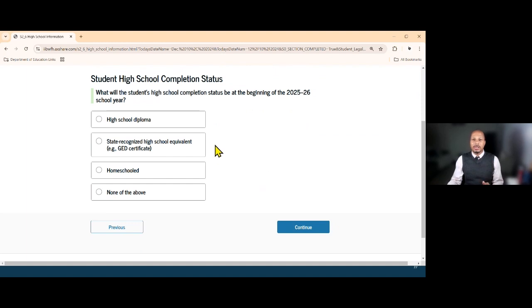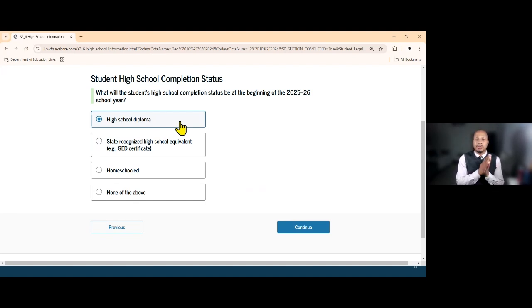Then we get into the high school completion status. For her, it's going to be a high school diploma. However, if you're in the process of completing your GED, or you have completed the GED, or you were homeschooled, you are still eligible for federal financial aid. If you have not completed high school at this time, then you can complete the form knowing that you'll be graduating next year, and that for the 25-26 year, you will be eligible because you're going into college, or university, or career school. You'll be enrolling at one of those institutions.